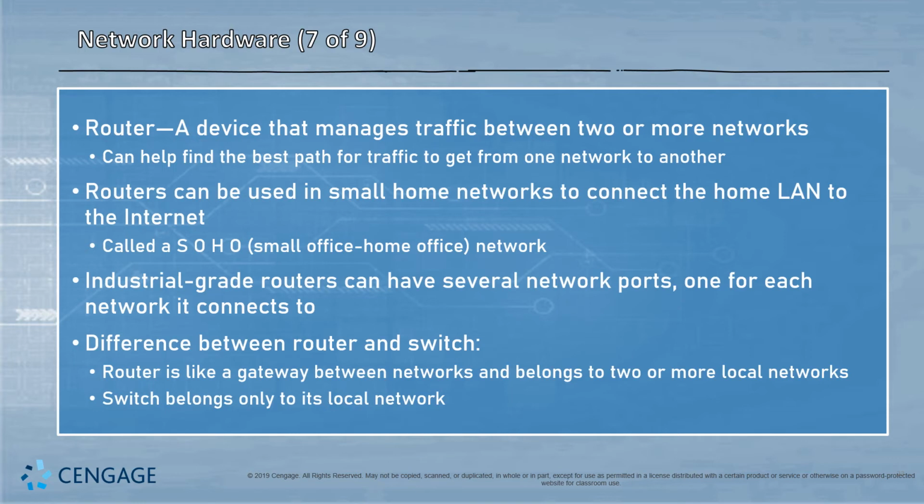Routers can be used in small home networks to connect the home LAN to the internet and create what's called a SOHO network, small office / home office. You may also see what's just called a home network, which is a little bit less sophisticated. Industrial routers often have several network ports, one for each network it connects to, so it's kind of similar to what I was talking about with the various NICs that you may see.